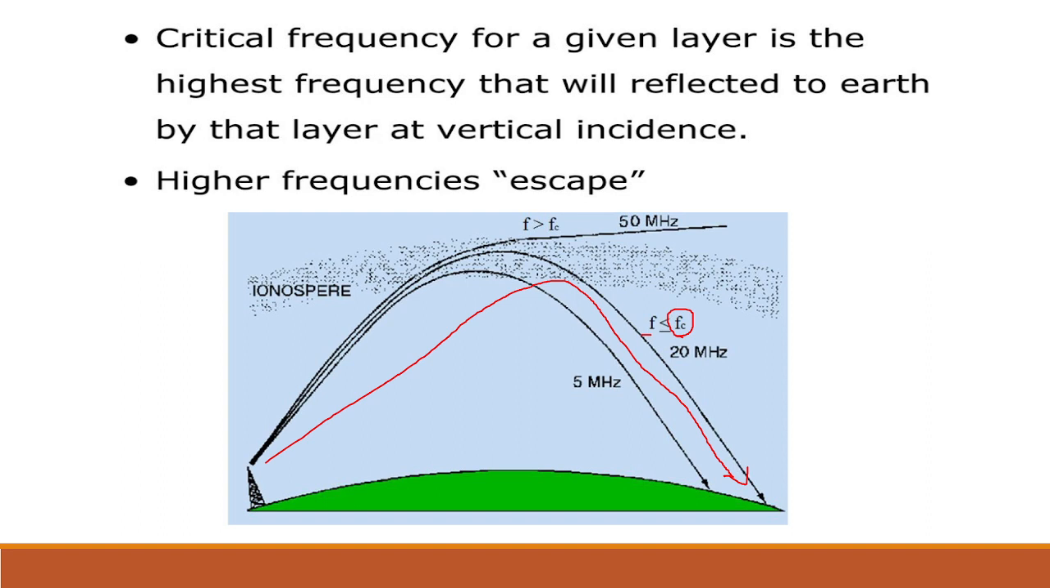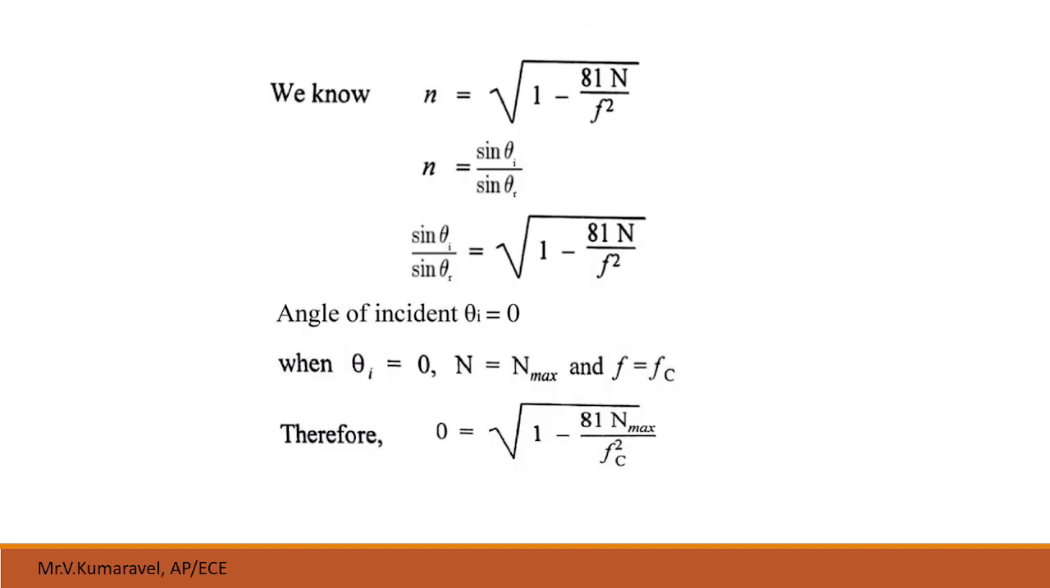So critical frequency is the maximum frequency at which a layer of the atmosphere will reflect the signal back to the earth's surface. If your transmitted frequency is greater than the critical frequency, it will not be reflected back. So we must always keep our operating frequency lesser than the critical frequency of the corresponding layer. Now we will see the mathematical equation for critical frequency.